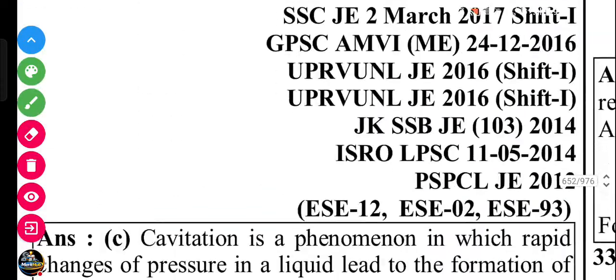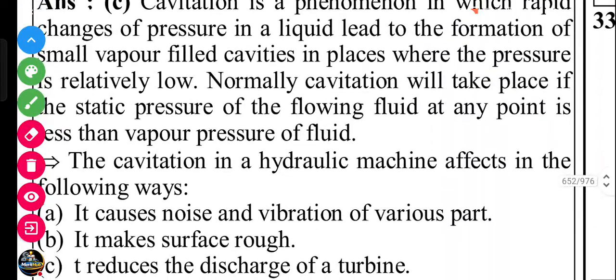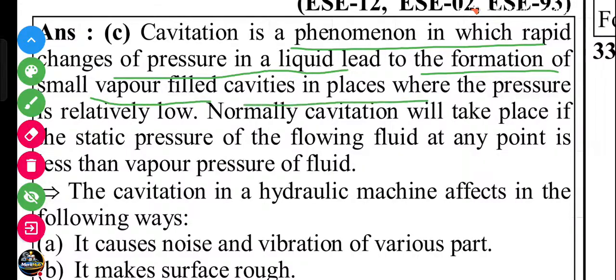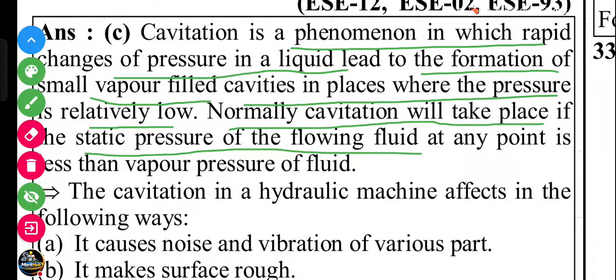There is the explanation. Okay. So, what is cavitation? Cavitation is the phenomenon in which rapid change of the pressure in a liquid leads to the formation of small vapor bubbles that fill the cavities in the place where the pressure is relatively low. Normally, cavitation will take place if the static pressure of the flowing fluid at any point is less than the vapor pressure of the fluid.